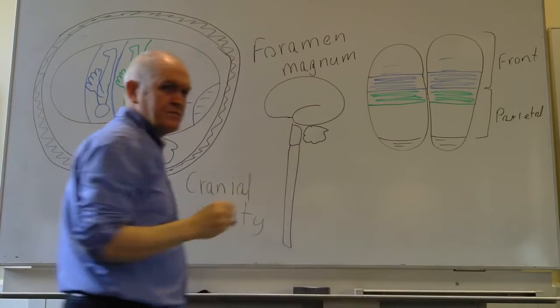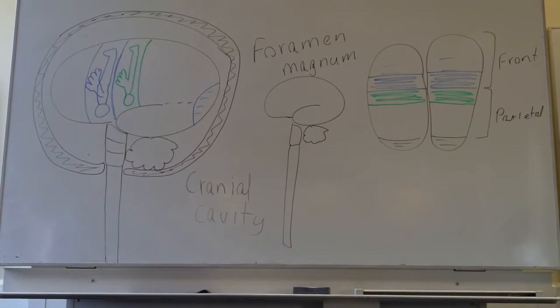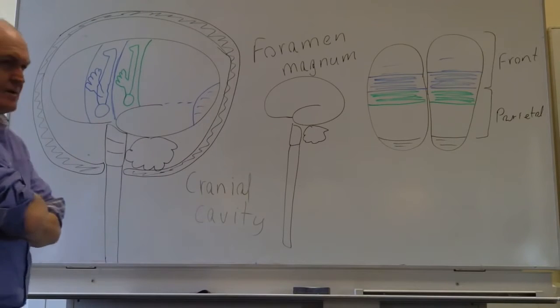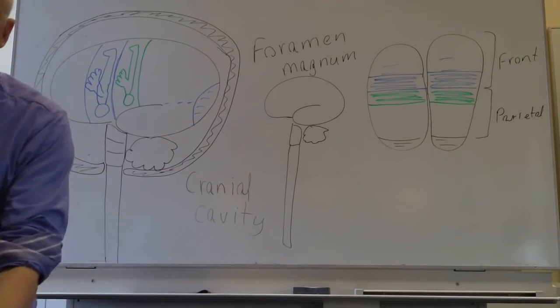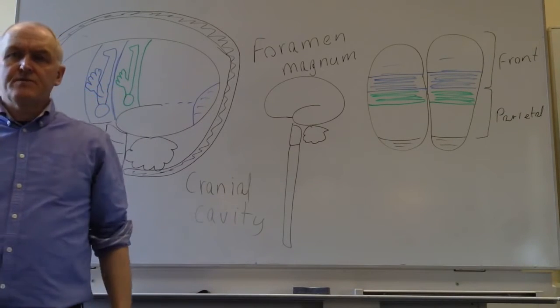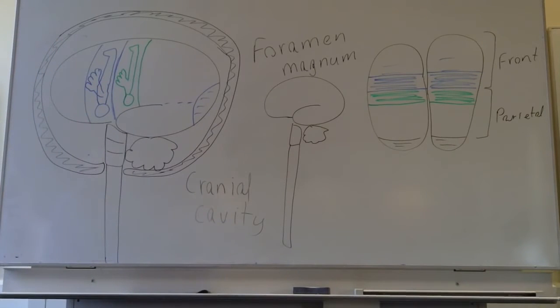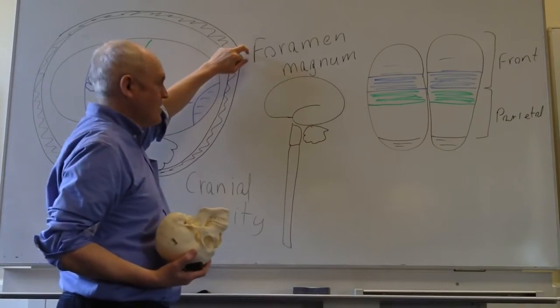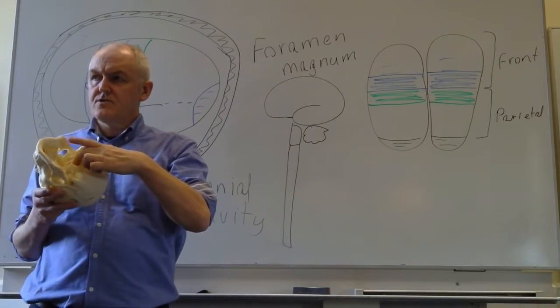And the big hole at the bottom is called the foramen magnum. Foramen magnum. Where's that? Sorry, John. The foramen magnum is the name of this big hole in the bottom of the cranial bones. So foramen means window. It's like a window in the base of the skull.